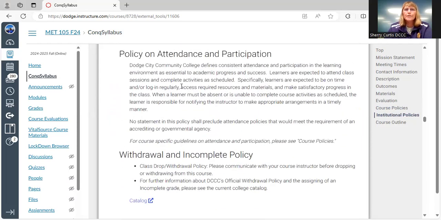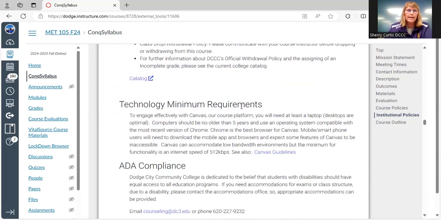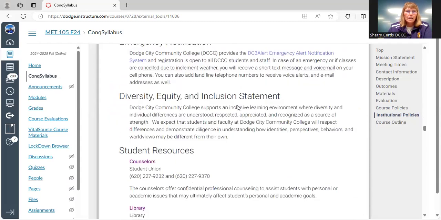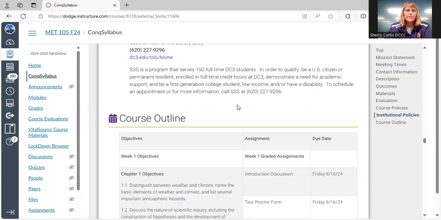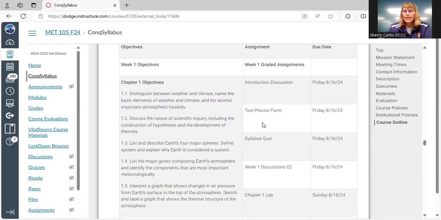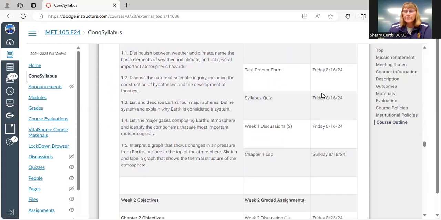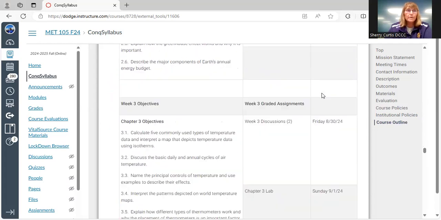Attendance and participation. You need regular participation in this course. That does not mean you logged into Canvas. That means you actually submitted an assignment, did a discussion post, took a test, something like that. And then if you come down here, there is a course outline. I've got the objectives, and then I've got your graded assignments and the due dates over here.